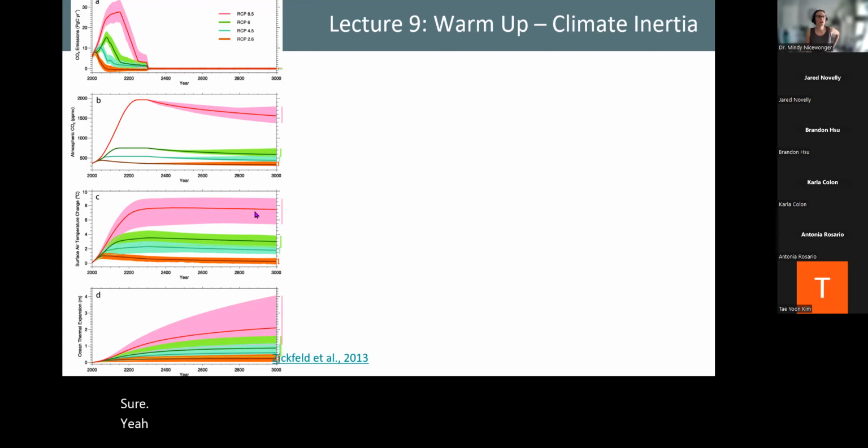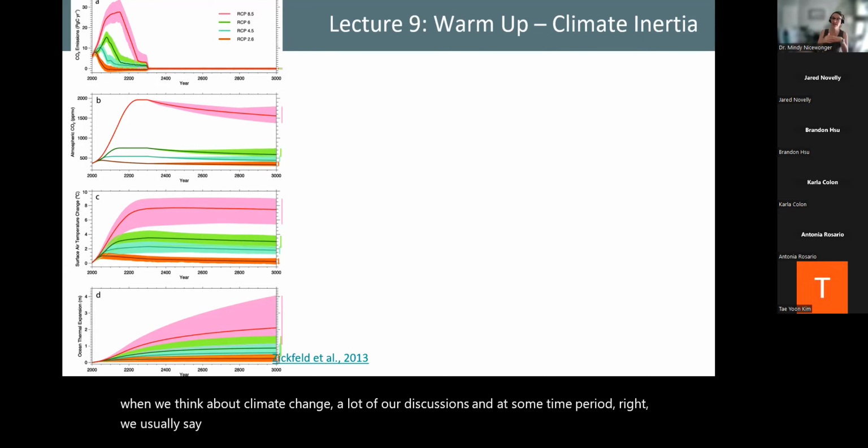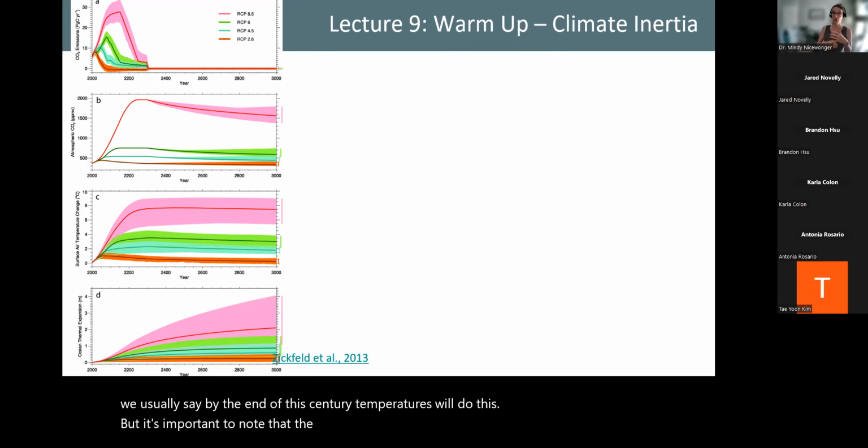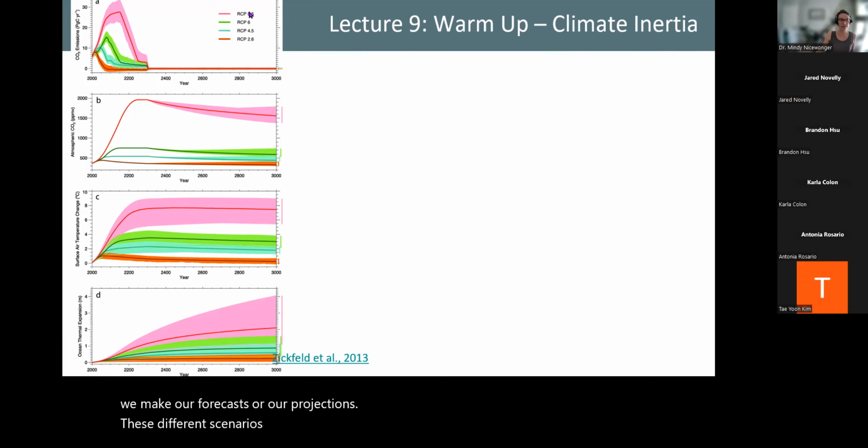Yeah. So what this is showing us, and we're going to look at more of these today, is a lot of times when we think about climate change, a lot of our discussions end at some time period, right? We usually say, by the end of this century, temperatures will do this. But it's important to note that the climate system, the Earth system, has inertia, and that the changes we're making today by our actions and our activities won't just end at 2100 when we make our forecasts or our projections. These different scenarios, we're going to talk about what they all mean today.